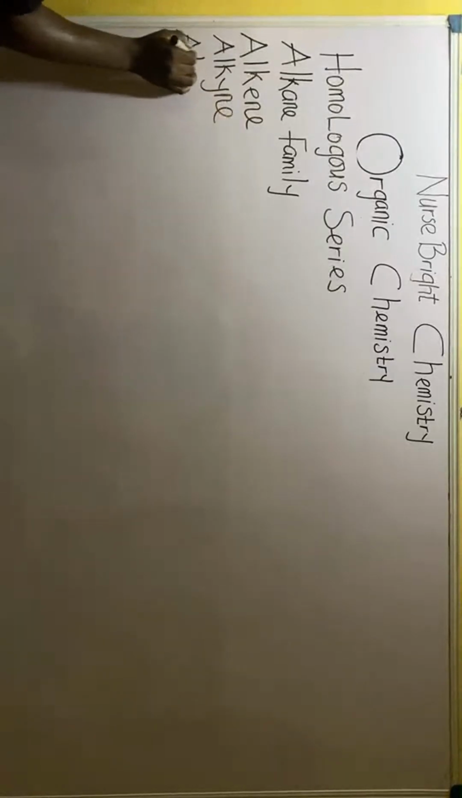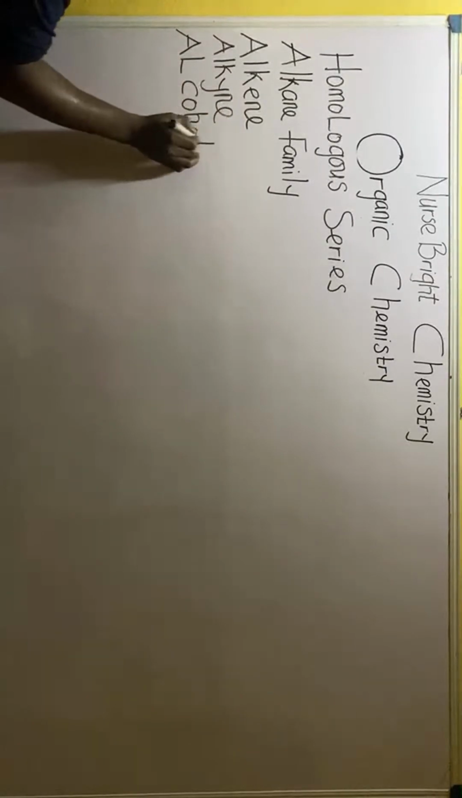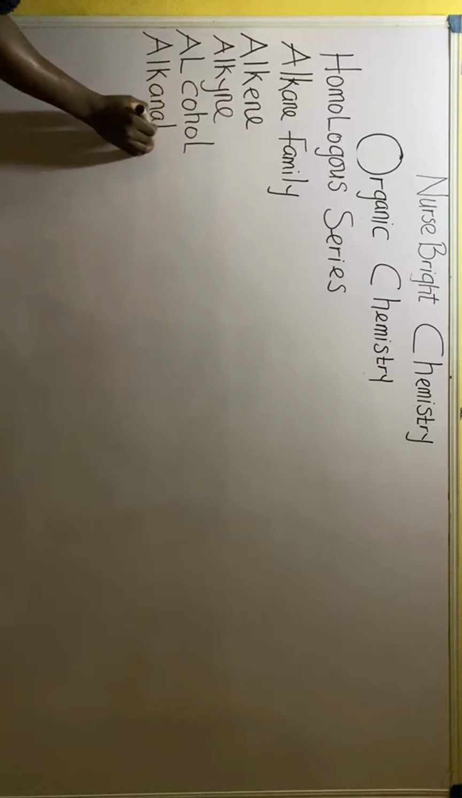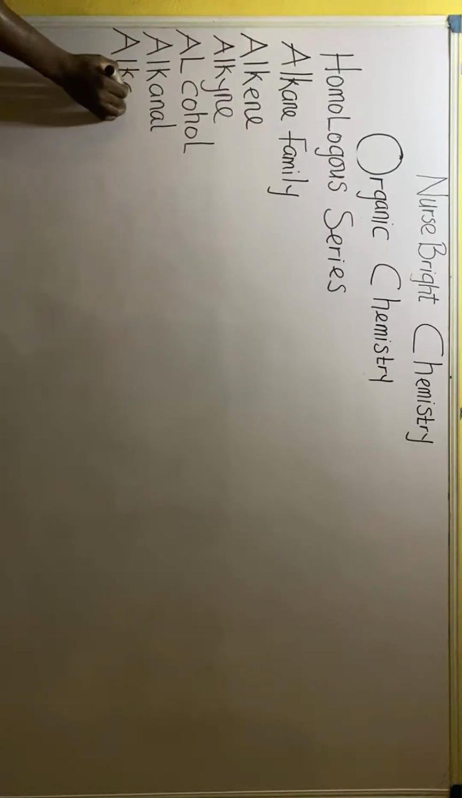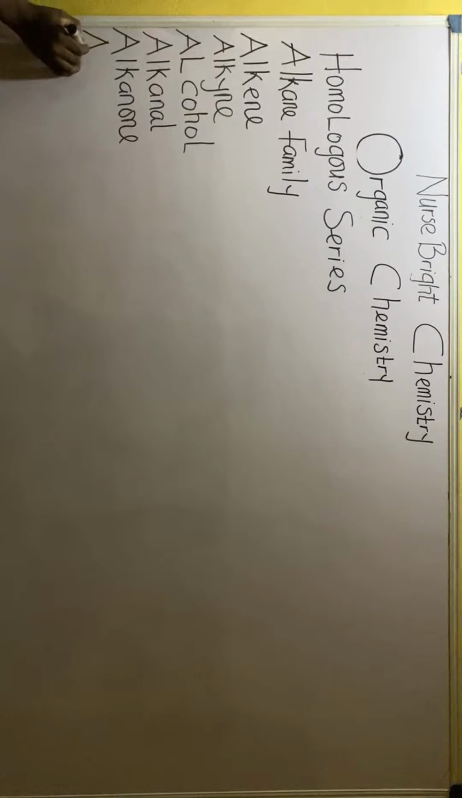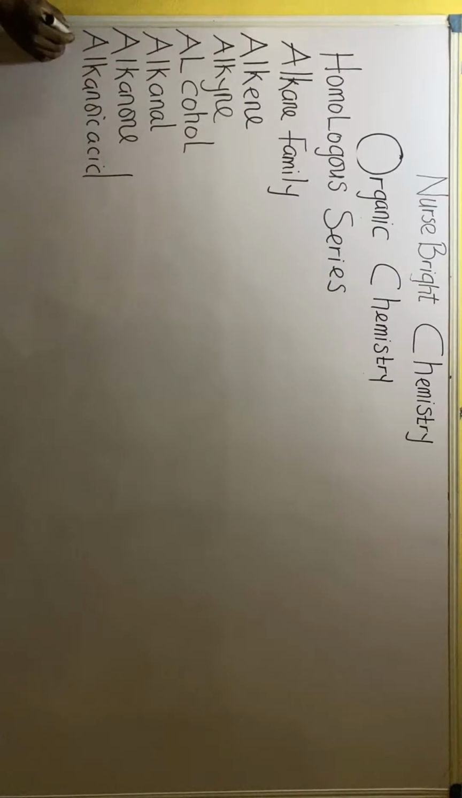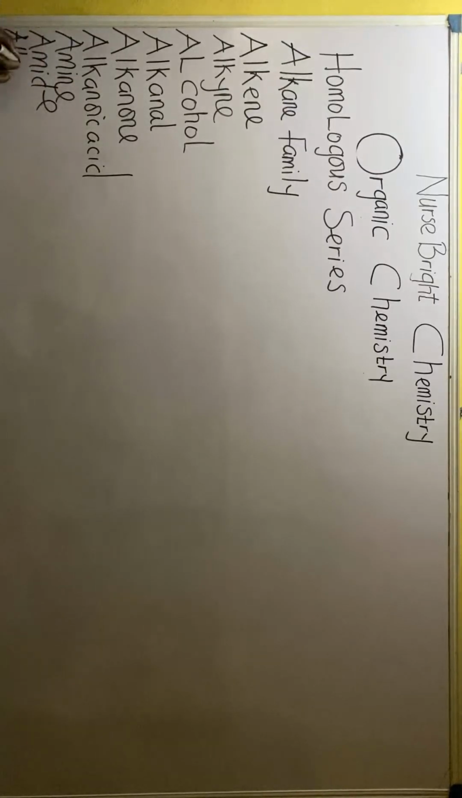We have another family you should know about, which is called the alcohol family. Another is the alkanal family. Another is the alkanol family. Another is the alkanoic acid family. Another is the amine family. Another is the amide family. Another is the alkyl alkanoate family. Don't worry, all these things are easy. So basically, let's break them one after the other. Though there are several families, let's break them one after the other.